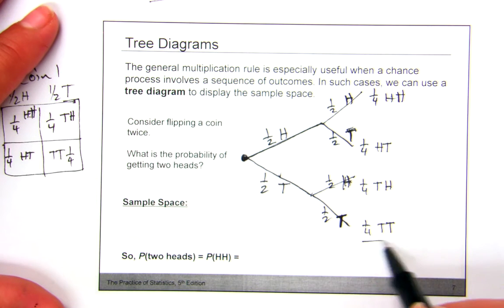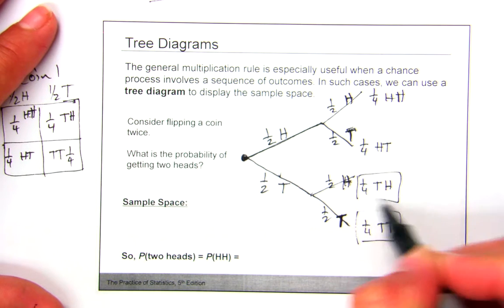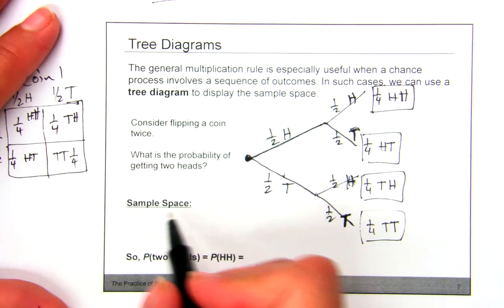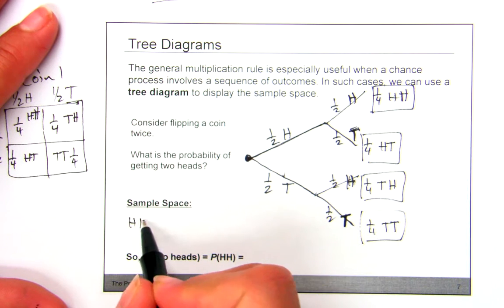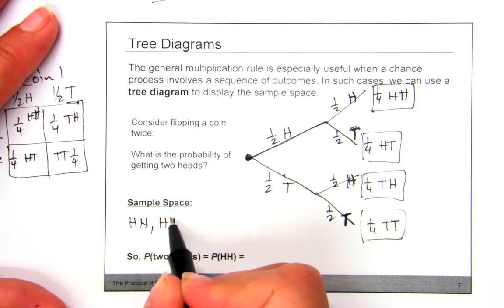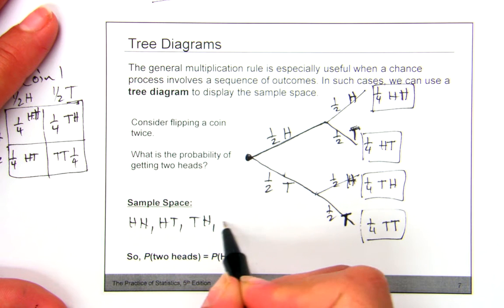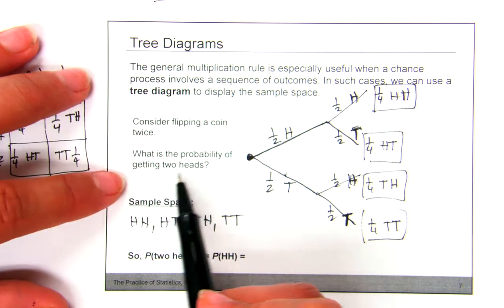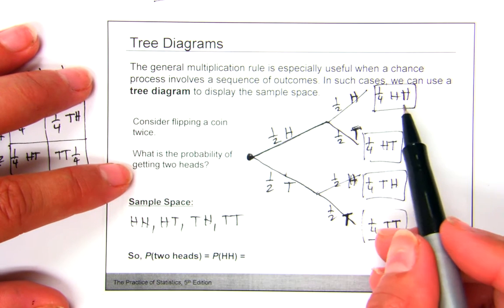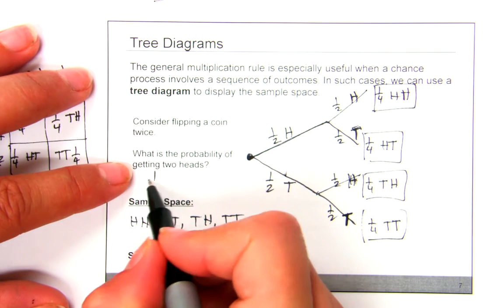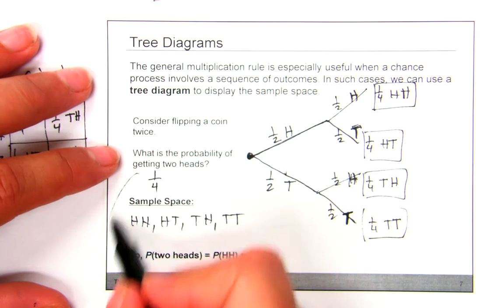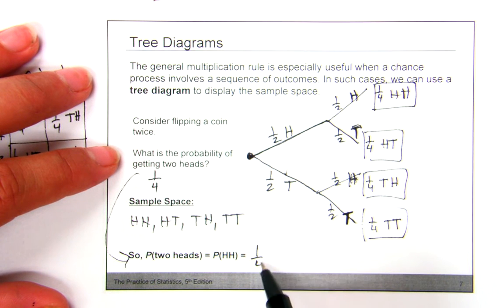That's a tree diagram. These are your probability outcomes with your sample space. So technically your sample space is heads, heads, heads, tails, tails, heads, and tails, tails. Okay, so then what is the probability of getting 2 heads? Well, that would be up here, so it would only be 1 in 4. So this is the answer, 1/4.